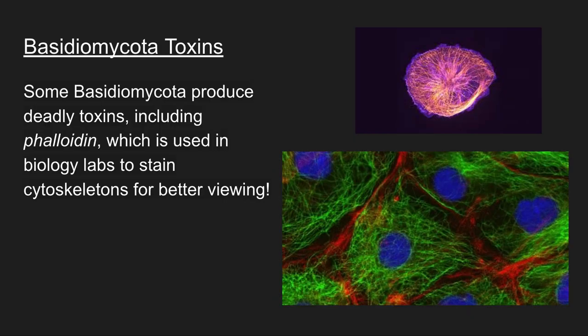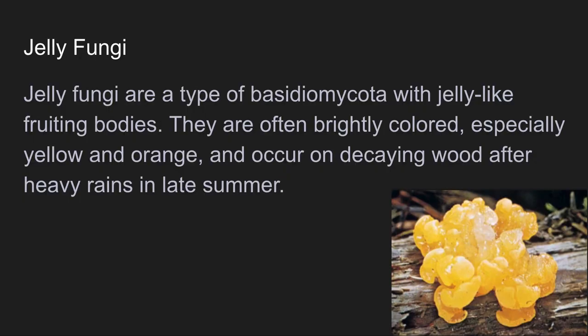Some Basidiomycota produce deadly toxins, including phalloidin, I believe, which is used in biology labs to stain cytoskeletons for better viewing. And then jelly fungi, which I showed one example of earlier, the jelly ears. They're a type of Basidiomycota with jelly-like fruiting bodies. I think I forgot to mention that the jelly ears are also edible. They're often brightly colored, especially yellow and orange, and they occur on decaying wood after heavy rains in the late summer.